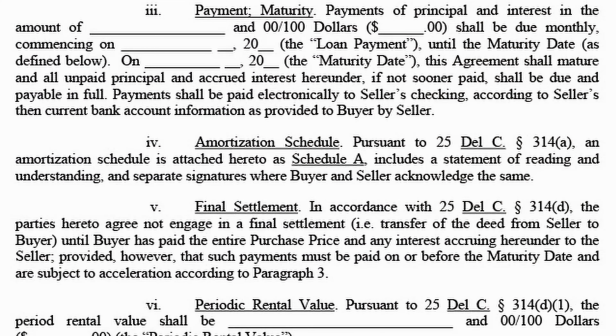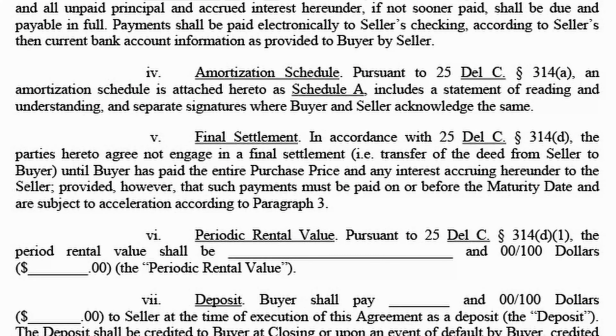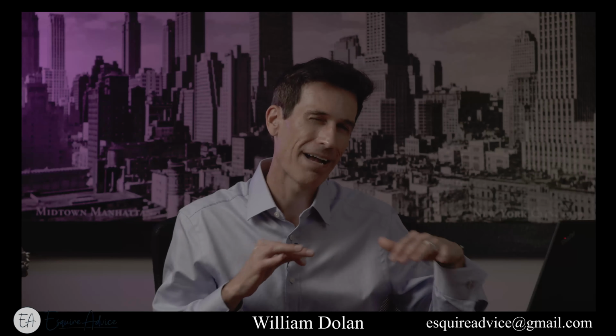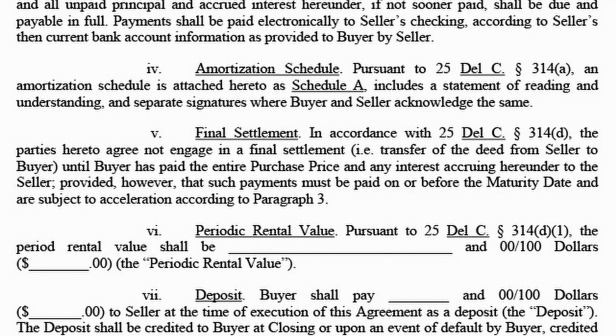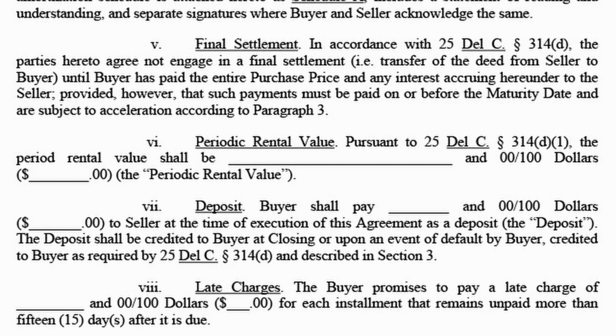The final settlement we describe in subsection 5. And this is a concept that's described in the Delaware Code, and I just kind of pull it into the agreement just so the language matches up, and it's a little bit easier. If anyone ever has to go back to the code and look at the agreement, it's a little easier for them to figure out. All right, subsection 6, periodic rental value.